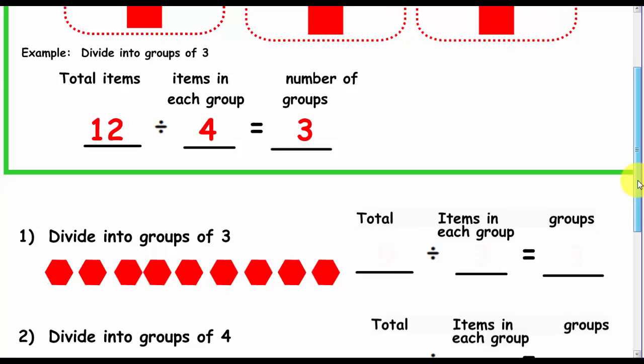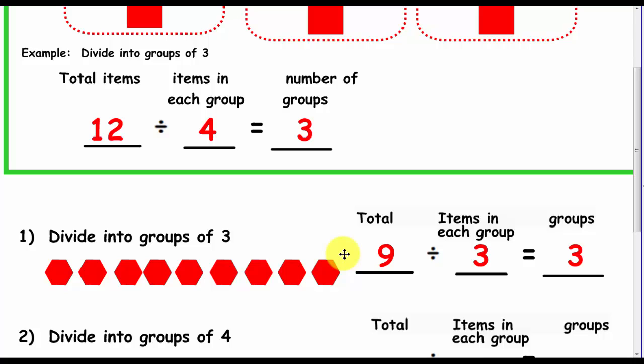It's a problem, but we'll call it an example. In this one, we are going to divide this group into 3s. How many items do we have? 1, 2, 3, 4, 5, 6, 7, 8, 9. We have 9 items. Now, how many items do we want in each group? 3. So that will give us 3 groups. So 9 divided by 3 equals 3.